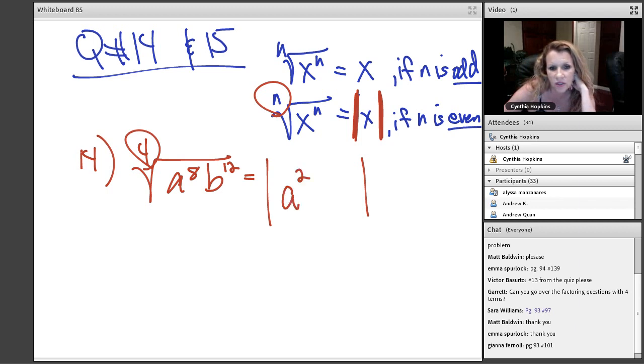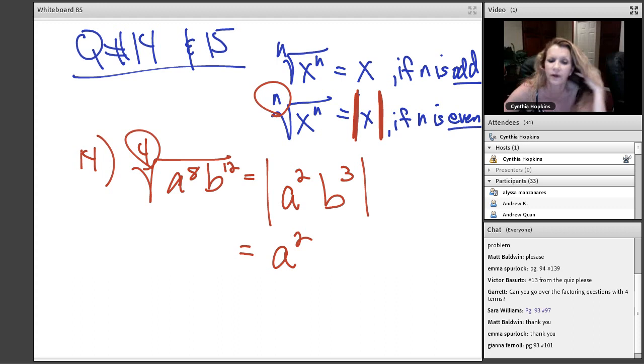That gives me a squared. And then I'm going to take the 4th root of b to the 12th, and so that gives me b cubed. All right, so this answer is not wrong, but it can be simplified. And I'll explain with some words in just a moment. Do you agree that a squared could never be negative? It can be 0, it can be positive, but it can never be negative. Well, the only reason I need absolute value signs is in case it is negative. Well, a squared can't be negative. And so I'm going to take the a squared out of the absolute value signs.